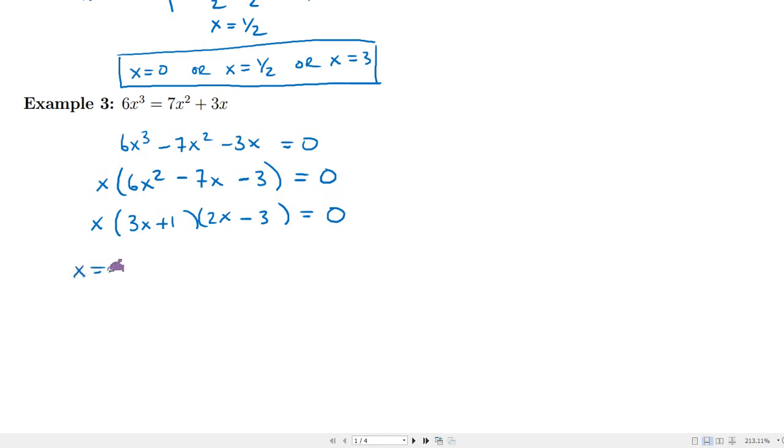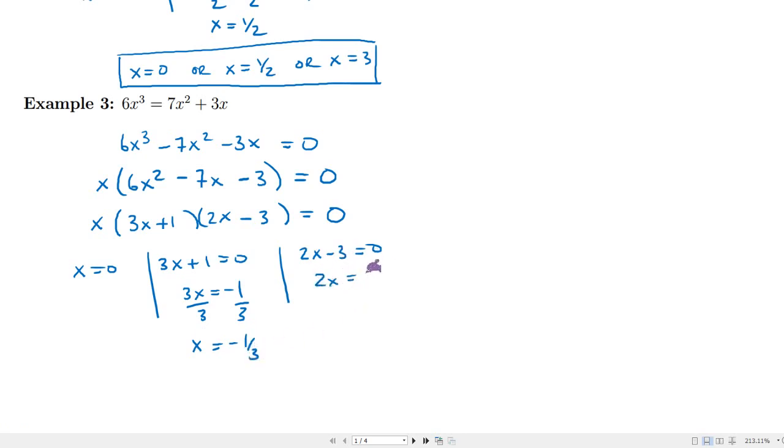And now x is 0, or this factor is 0, or this factor is 0. So subtracting over, we have 3x equals minus 1, divide by 3. So x is minus a third. Over here, add this. 2x is 3, divided by 2, we have x is 3 halves. So we have x is 0, or x is negative 1/3, or x is 3 halves.